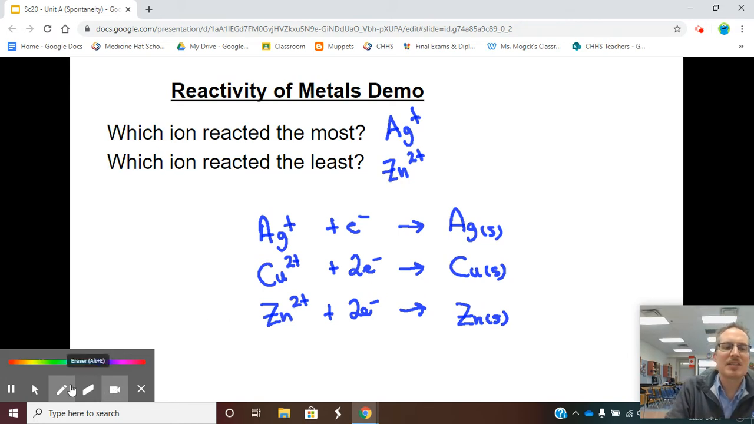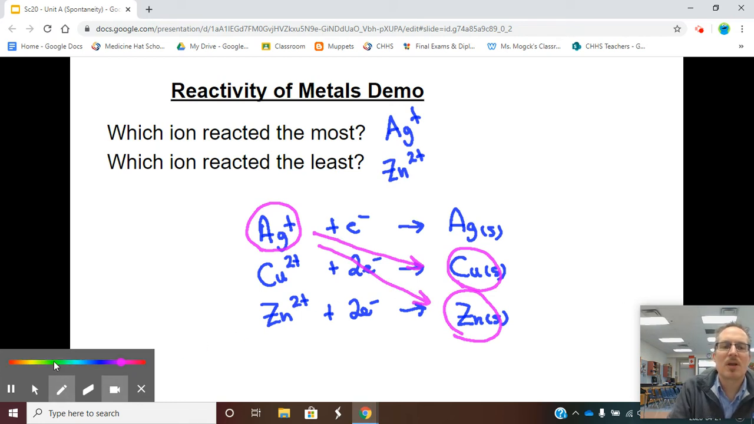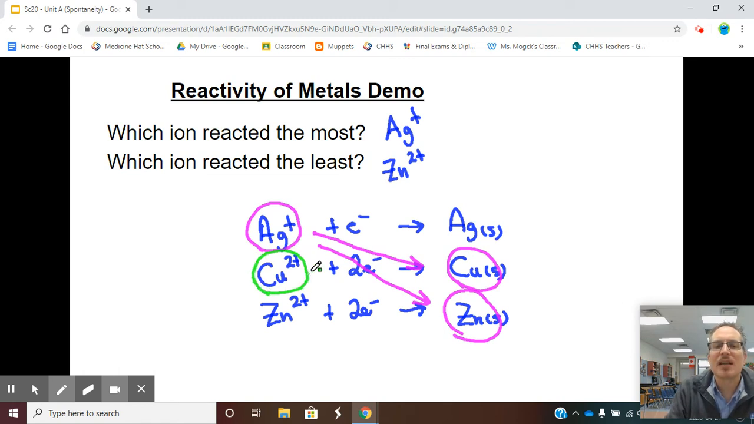Well, what I want you to see is there's a pattern to these. If you go back and you look at our table, silver ion reacted with copper solid and zinc solid. Huh. They reacted with solids below them on this table. Well, let's look at something else. Copper solution, the blue stuff, it reacted only one time. It also reacted with zinc solid. So it reacted below it.